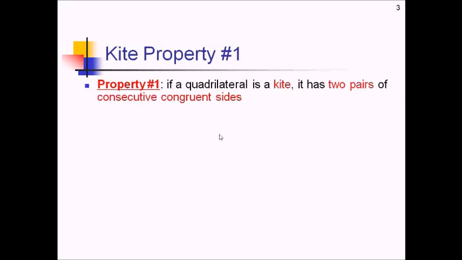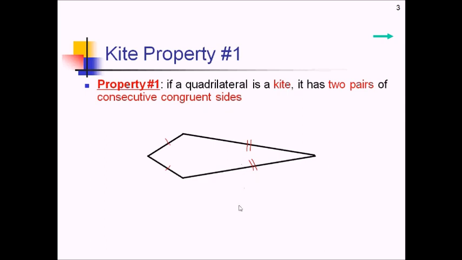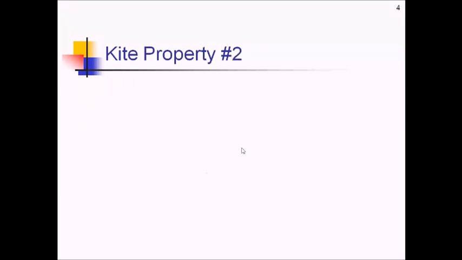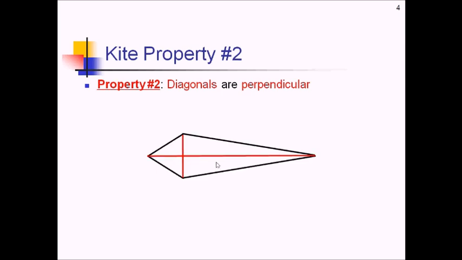First property, a kite has two pairs of consecutive congruent sides. So it has two pairs of sides that are right next to each other that are congruent to each other, like this side over here and these two sides over here. This is a little bit different than a parallelogram where it's the opposite sides that are congruent. Here, the congruent sides are right next to each other. Second property, in a kite, the diagonals are perpendicular.